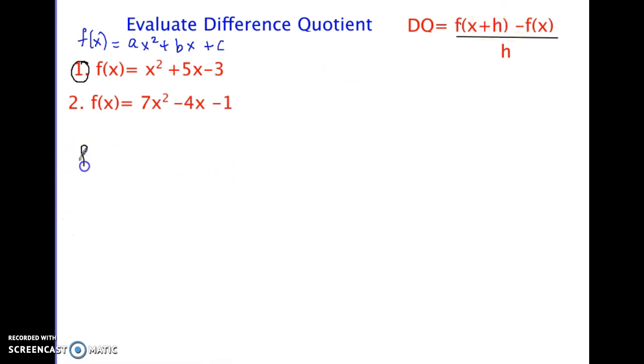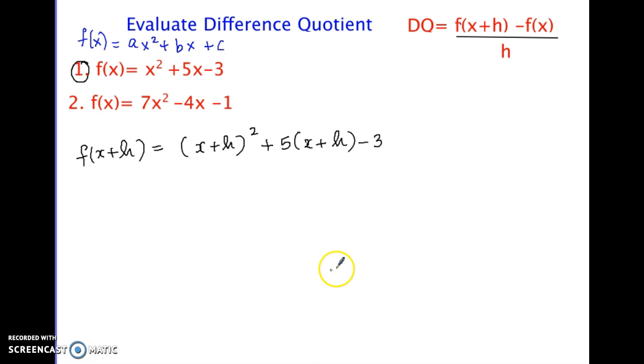So for question number 1, f of x plus h becomes, instead of x, I'm going to plug in x plus h, and then square goes up on top, plus 5, parenthesis x plus h, minus 3. Now here, it's really helpful and it makes things faster if you know how to do x plus h the whole square using the identity a plus b the whole square. The formula to do a plus b the whole square is a square plus 2ab plus b square.